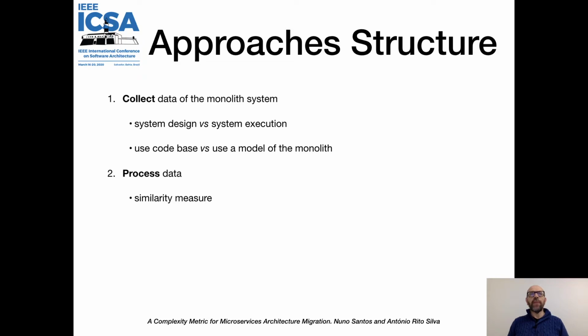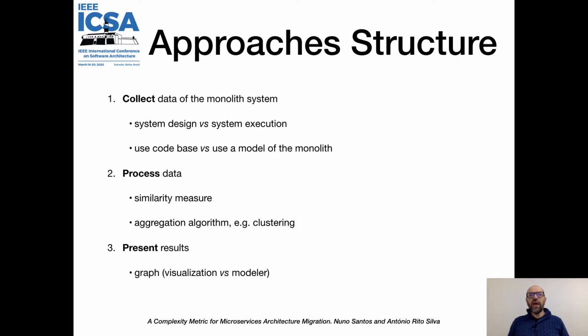Usually these are the domain entities, and you define the distance between the domain entities. Then you use this distance in an aggregation algorithm, for instance clustering, in order to decide if they should belong to the same cluster or to the same candidate microservice or not. And then most of the approaches also present the results, and they can use a graph to present the results.